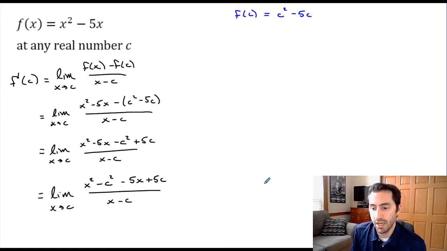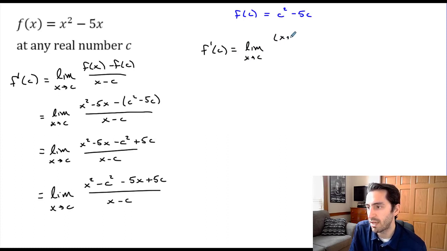Now the reason I wanted to do that is because I have x squared minus c squared. That's the difference of perfect squares, and I know that I can factor that. So let's move over here. f prime of c. Okay, we still have our limit. Factoring that difference of perfect squares, we end up with x plus c and x minus c. And then in those second two terms, minus 5x and plus 5c, I can factor out a minus 5. And that leaves me with an x minus c.